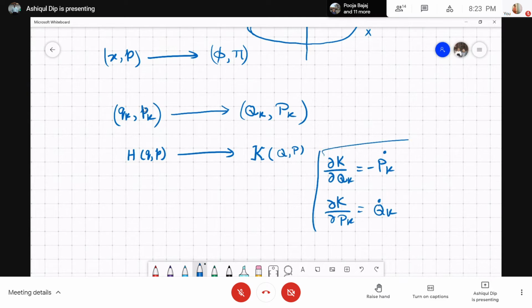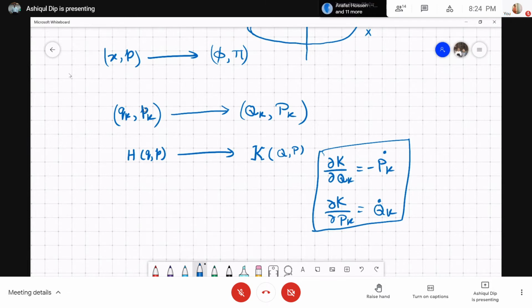This is our goal. We want to make a coordinate transformation, and that would automatically transform our old Hamiltonian into a new Hamiltonian. And we want the equations for the new Hamiltonian to be exactly of the form that they were in the previous case for H. Okay, so the question is, how do we do that?